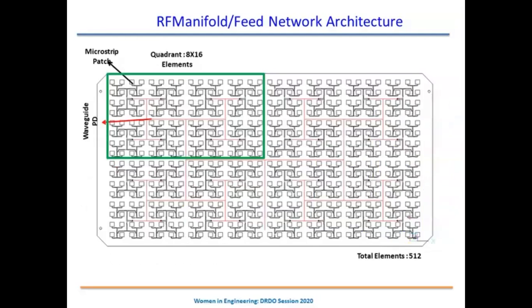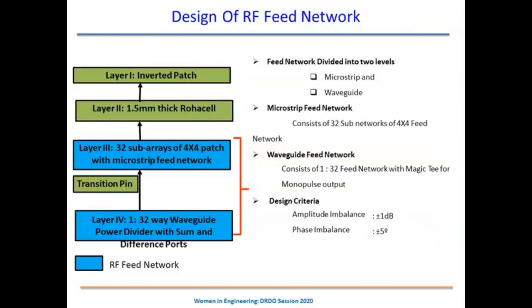Then we come to the RF manifold, the power divider architecture. As I was mentioning, it consists of two levels of power divider: one is the microstrip feed and the other is the waveguide feed. This red color is the waveguide feed, and here is the transition, which will couple the energy from the waveguide to the microstrip feed. This is how the layout looks in a CAD tool. There are two patches, and a separator for which we have used Rohacell, and then there is a waveguide feed network. For the design of this power divider, the design criteria are an amplitude imbalance of plus minus 1 dB and a phase imbalance of plus minus 5 degrees.